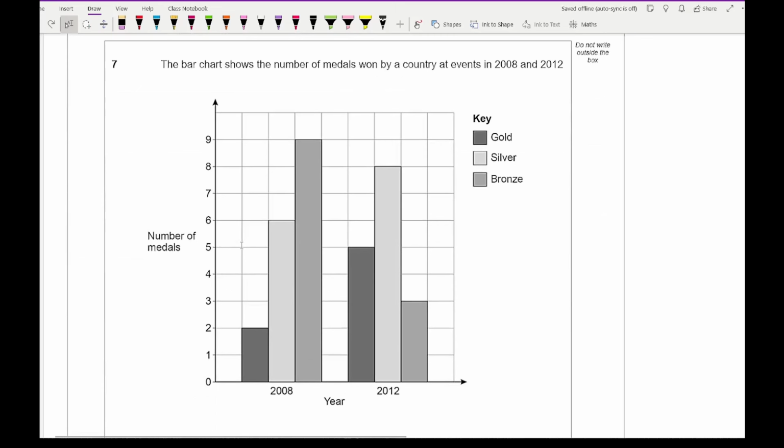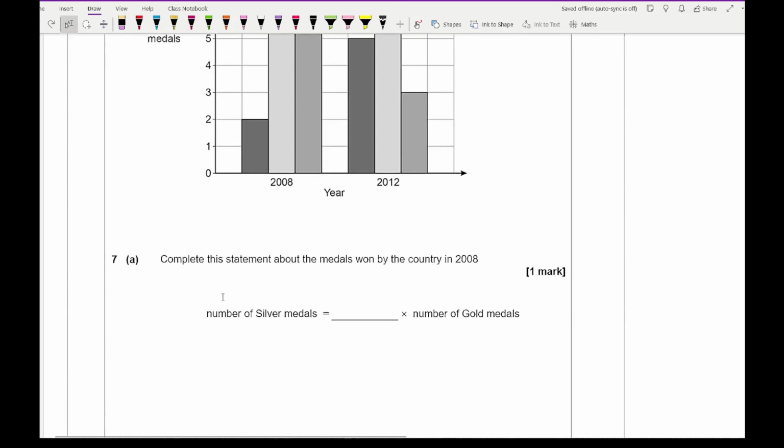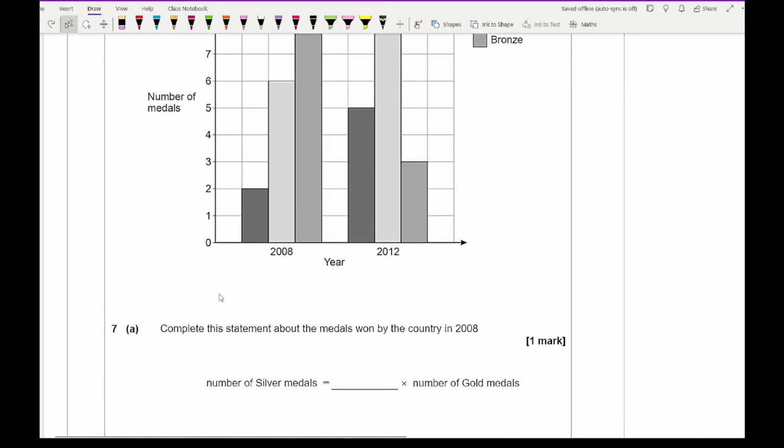Now moving on to question 7, it says that the bar chart shows the number of medals won by a country at events in 2008 and 2012. And we've got gold, silver and bronze. So the first part of the question says complete the statement about the medals won by the country in 2008. So here if I look at how many gold medals were won, that's 2. If I look at how many silver medals were won, that was 6. So what times 2 gives you 6? Well, that's going to be 3.